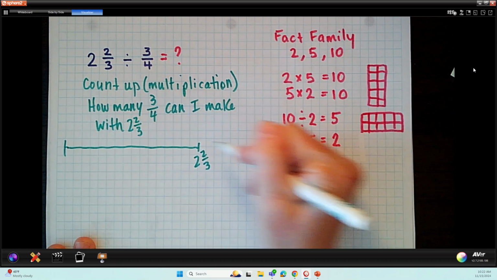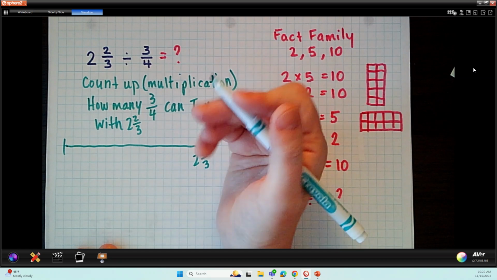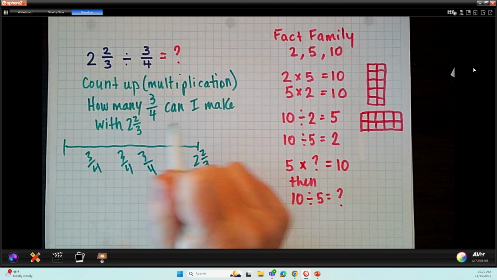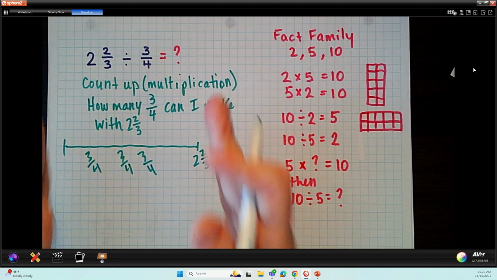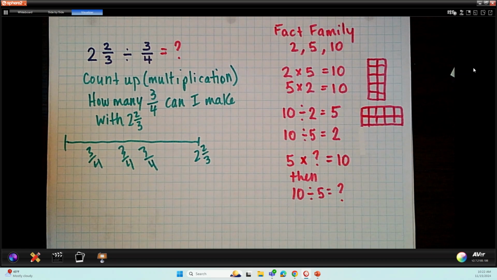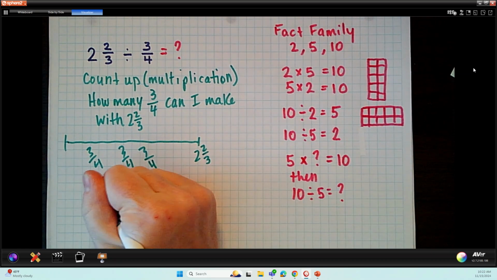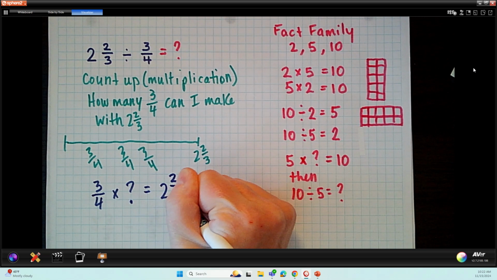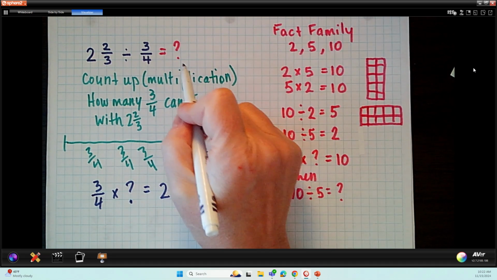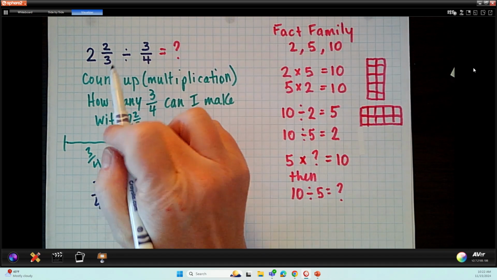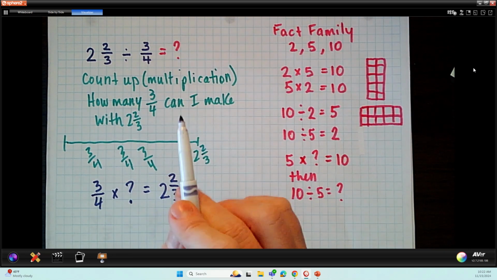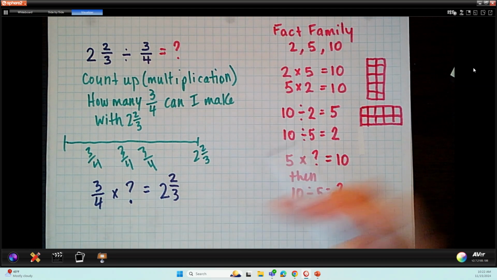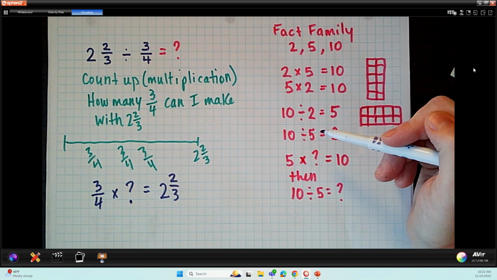So if I had this number line all the way out here and I had to group it into 3/4, so that would be 3/4, 3/4, 3/4, and I'm just showing you how many of these 3/4 I can make with that space. So what we're doing there is a multiplication problem. So we're saying 3/4 times what number equals 2 2/3. This would be another way we could represent it. The question mark is still there. We're still figuring out the answer. 2 2/3 divided by 3/4 is the same exact thing as 3/4 times something, which will equal 2 2/3, just like our fact families.